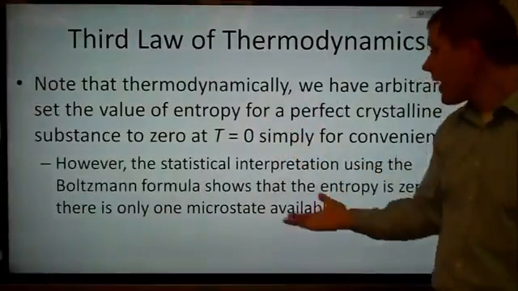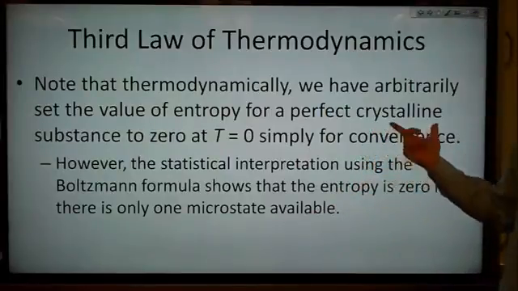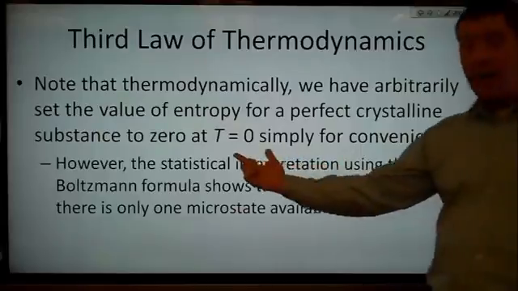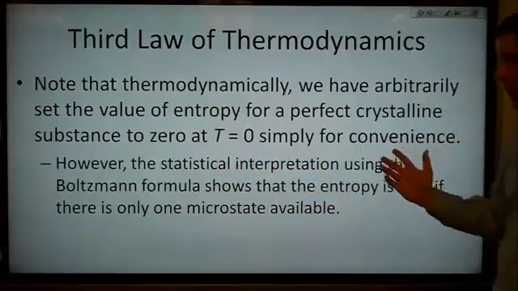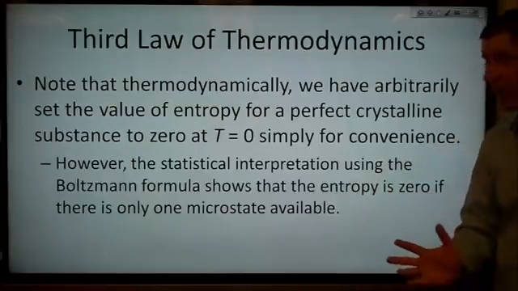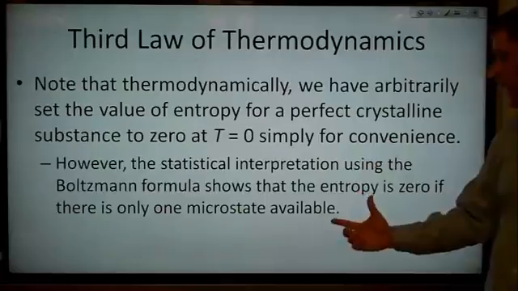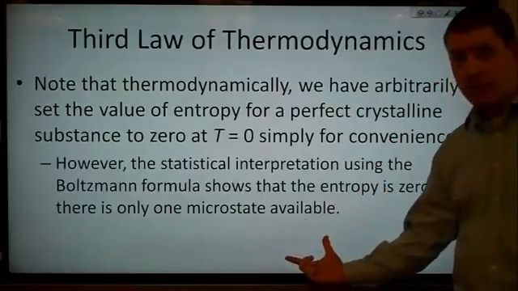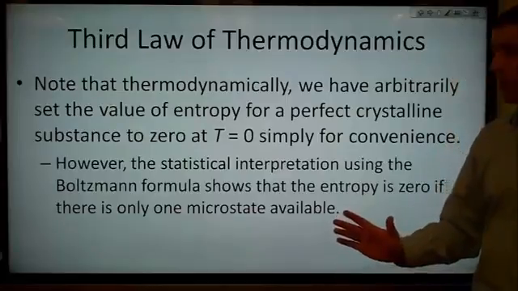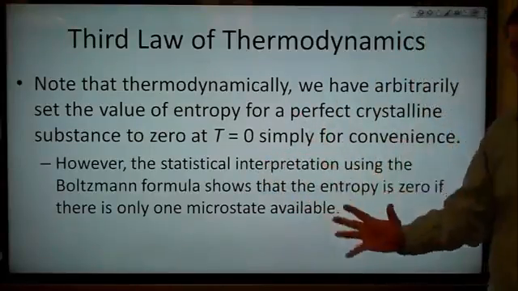Note that thermodynamically, we've just arbitrarily set the value of entropy for a perfect crystalline substance to 0 at absolute zero, simply for convenience's sake. But a statistical interpretation, using the Boltzmann formula that I showed earlier, shows that the entropy is 0 if there's only one microstate available. If there's only one microstate available, then our assumption for the third law is justified.